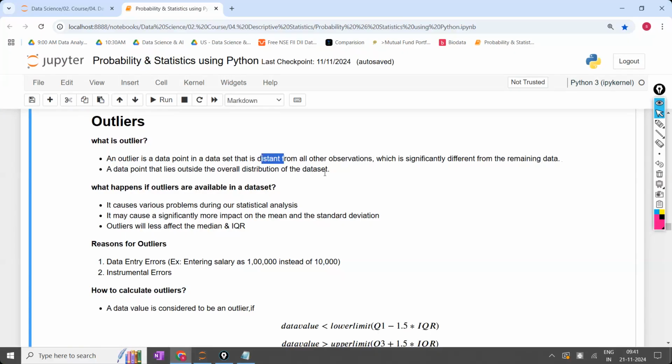Okay, now what happens if outliers are available in a data set? First, we'll understand what are the reasons. Question number 2: what are the reasons for outliers? There might be some data entry mistakes. If there is a data entry mistake and we have received the outlier, we consider it as wrong data and we have to replace it.